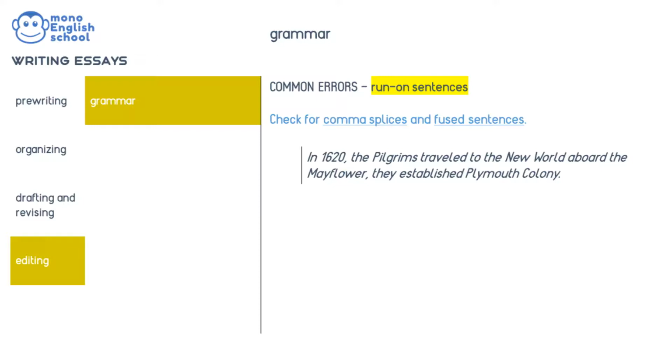There are several ways to correct run-on sentences. We could change the comma into a period and add a capital letter to create two sentences, as we have done here. We could add an appropriate coordinating conjunction before the comma, or, if the sentences are intimately related, we could replace the comma with a semicolon.